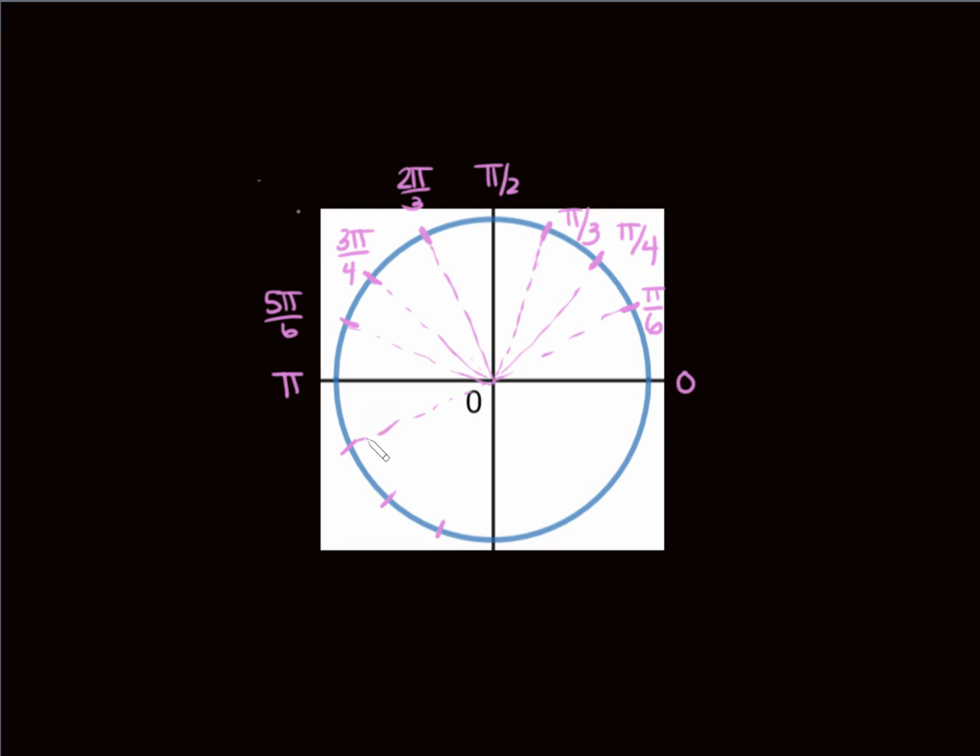So look at this angle right here. I've really just taken this distance and added that distance onto pi. So that distance we know is pi over 6. Okay, that distance is pi over 6. So if this was 6 pi over 6 and I add another pi over 6 to it, I'm at 7 pi over 6. See how that's working?